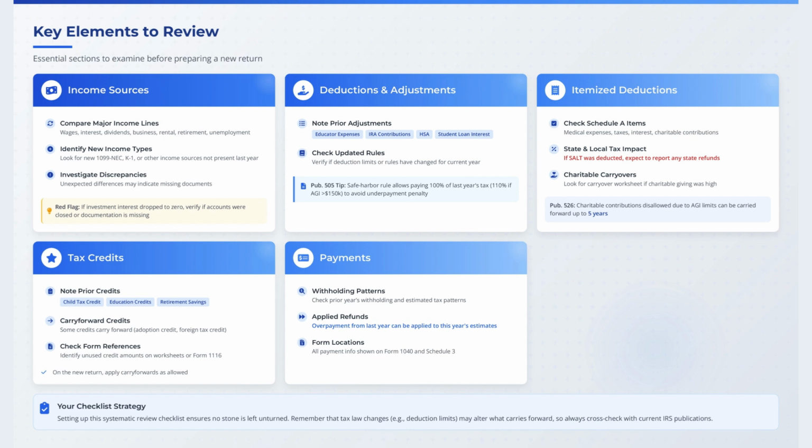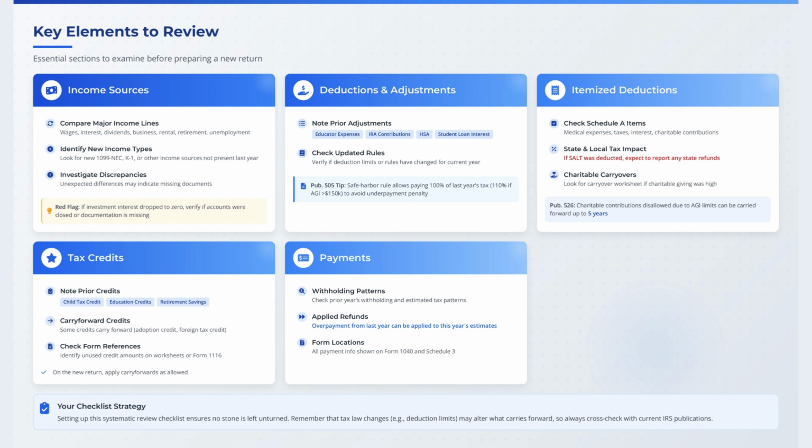Number 2. Deductions and adjustments. Next, look at the adjustments. These are things like educator expenses, IRA contributions, HSA deductions, and student loan interest. Ask yourself, did the client claim these last year? Are the limits or rules still the same? Here's a great example. IRS Publication 505 reminds us that paying 100% of last year's tax, or 110% if their AGI was over $150,000, can help the taxpayer avoid an underpayment penalty. That's called the safe harbor rule. We're literally using last year's tax to guide this year's withholding or estimated payments.